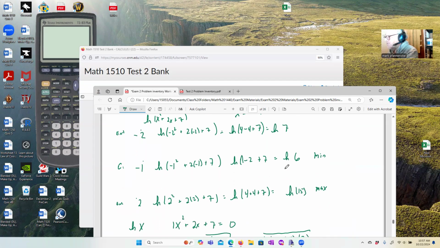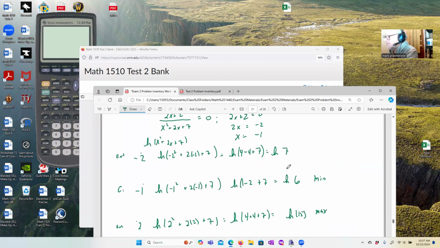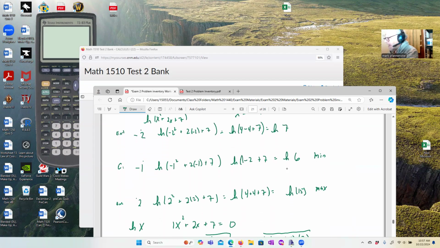So here's our answer. We have our 3 points. We have our max: when x is equal to 2, we have ln of 15. That's our max. And we have the min at x equals -1, ln of 6. So that's it. That's how we're going to do that problem.